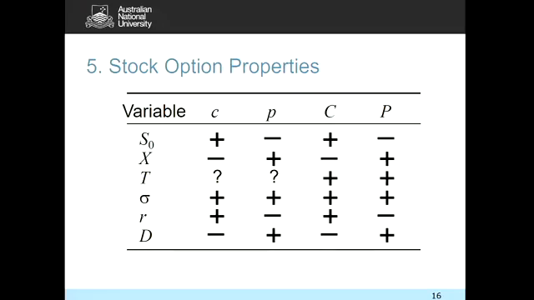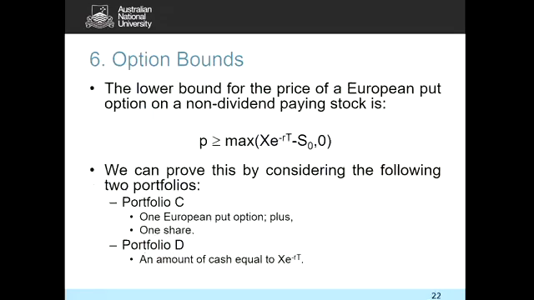Remember, as the exercise price goes up with a put option, it becomes more expensive. So a low exercise put option is going to be cheaper. A high exercise put option is going to be more expensive, right? Because the payoff is X minus S. As X goes up, there's a bigger payoff. So the put option will be more expensive the higher the exercise price.